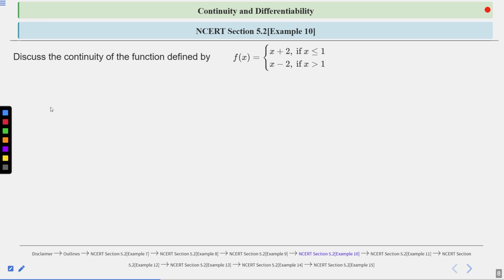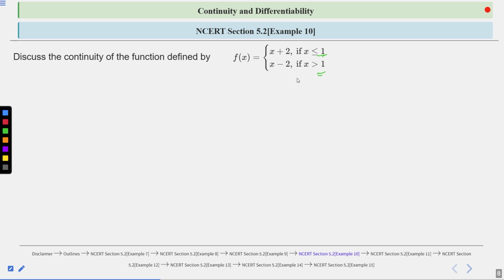This example says: discuss the continuity of the given function, where f(x) is equal to x plus 2 if x is less than or equal to 1, and f(x) is equal to x minus 2 if x is greater than or equal to 1. So we have to discuss the continuity of the given function.